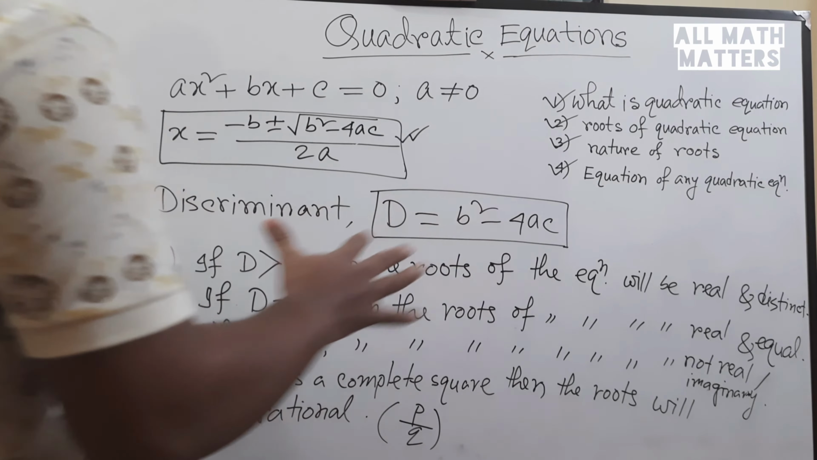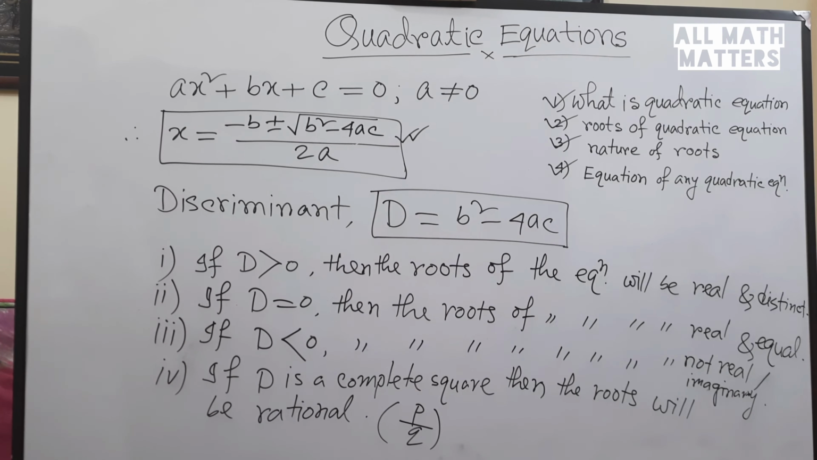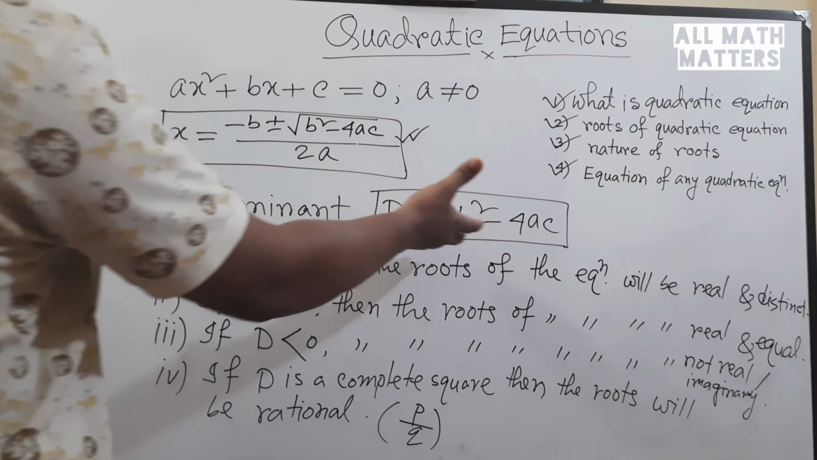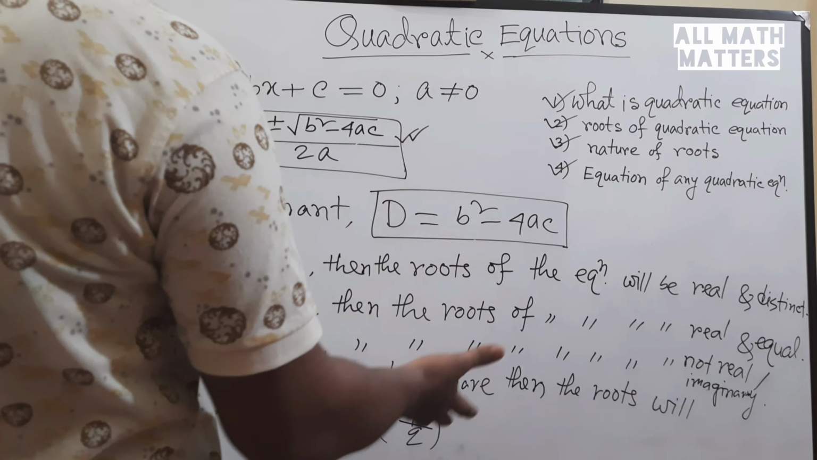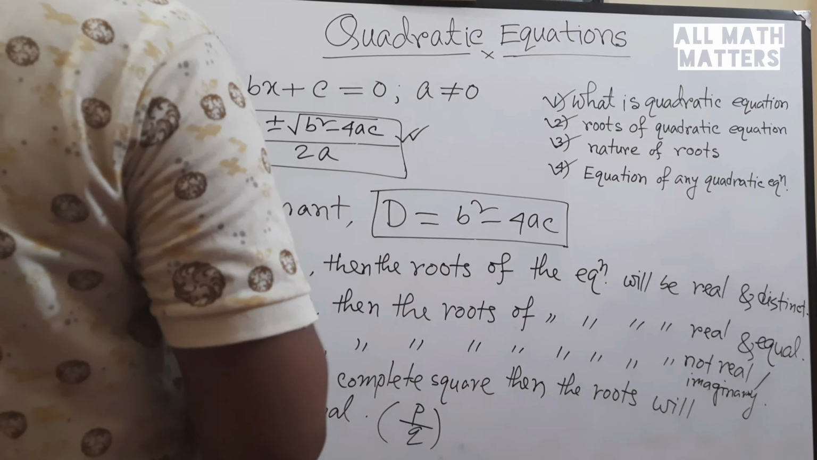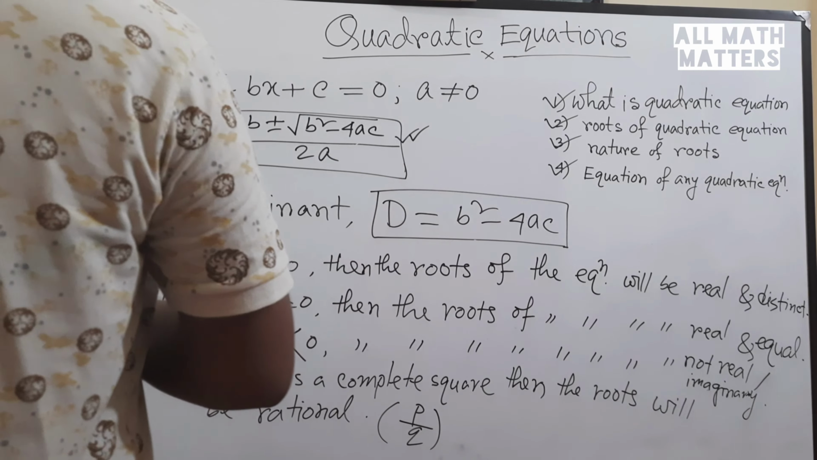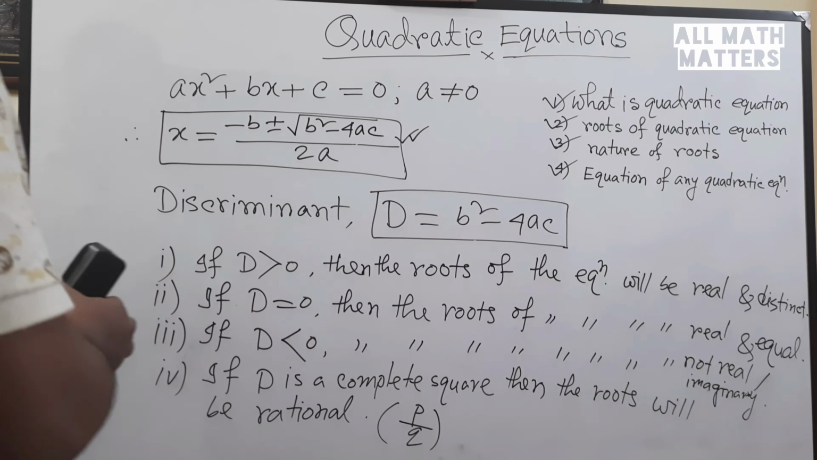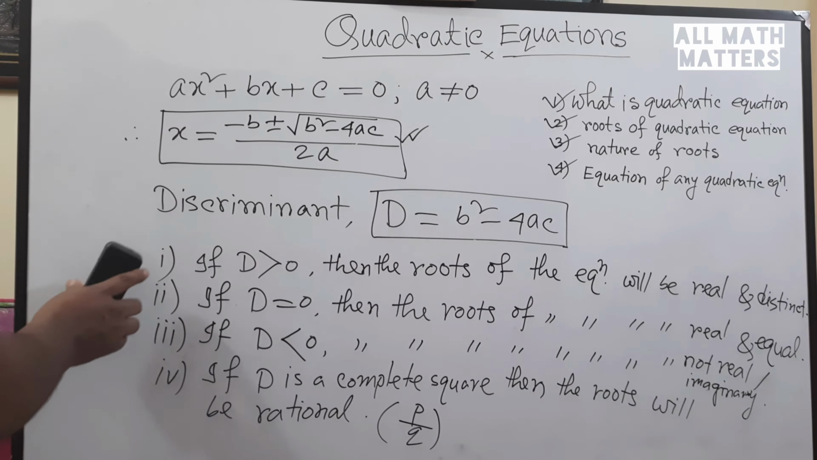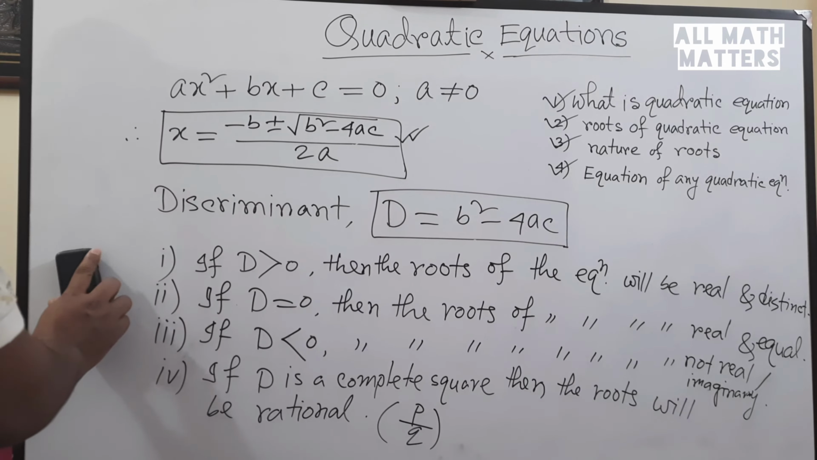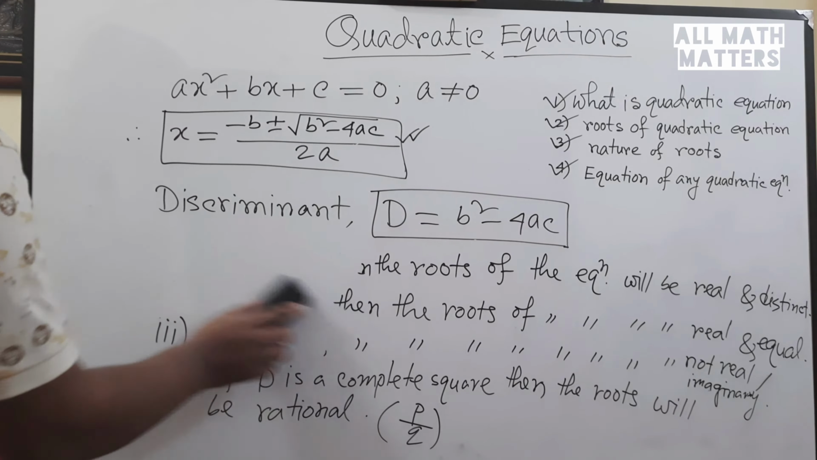Okay, these are the 4 conditions for finding the nature of the roots. So by finding the discriminant, you can easily say what will be the nature of these roots. Now I'll show 4 examples of quadratic equations. That means from these examples we can say what is the nature of these roots.